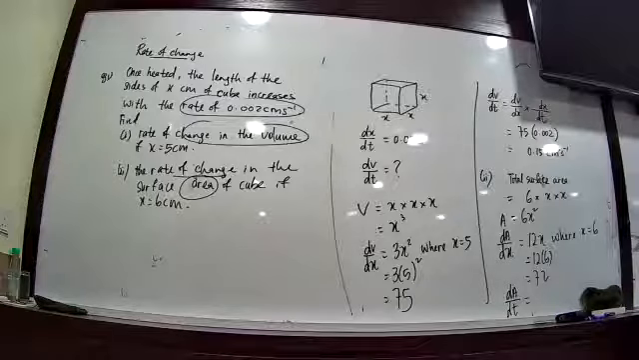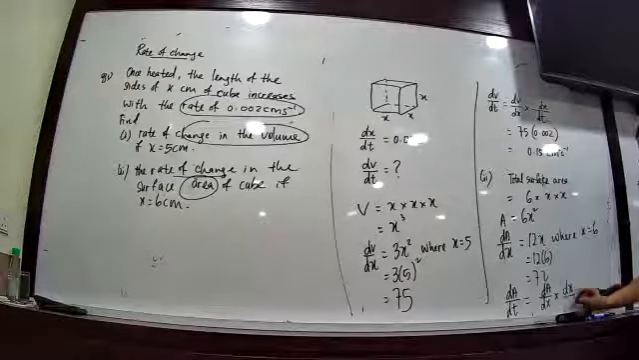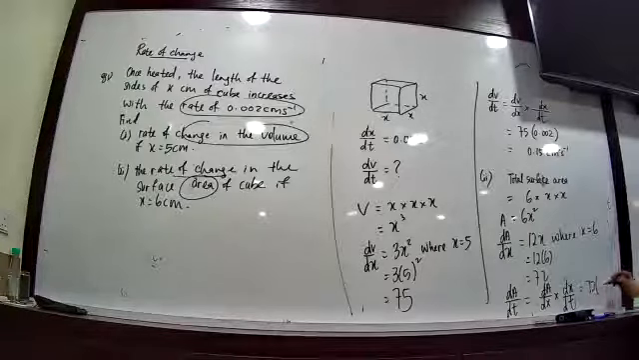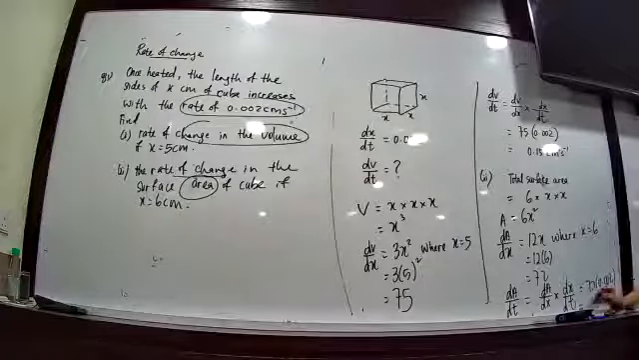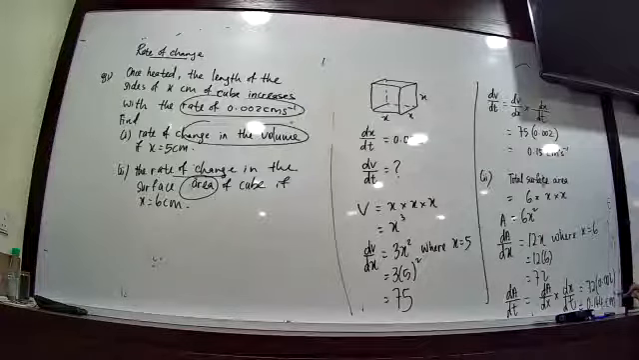So your dA/dt should be what? dA/dx times dx/dt. So dx/dt, they already show you 0.002. So area means cm squared per second.